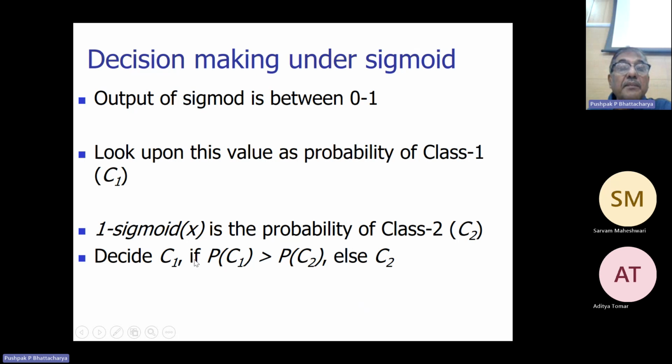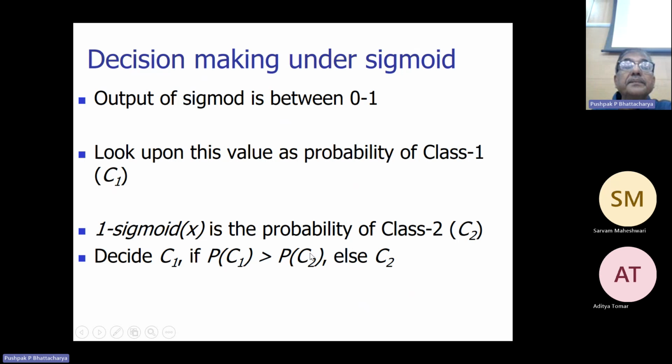Now, this is the decision rule. Decide in favor of C1 if the probability of C1 is greater than the probability of C2. Otherwise, the decision is in favor of C2. Now, since P(C2) is 1 minus P(C1), this inequality shows that if P(C1) is more than 0.5, then C1 receives the favorable decision. The consequence of P(C1) greater than P(C2) is that P(C1) is more than 0.5.